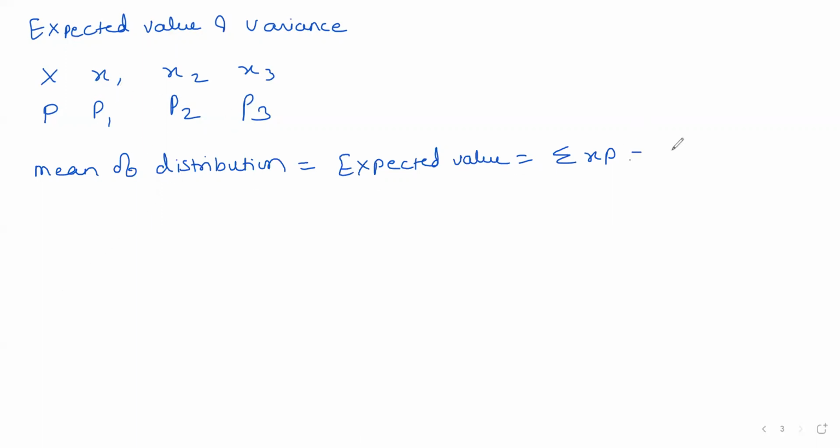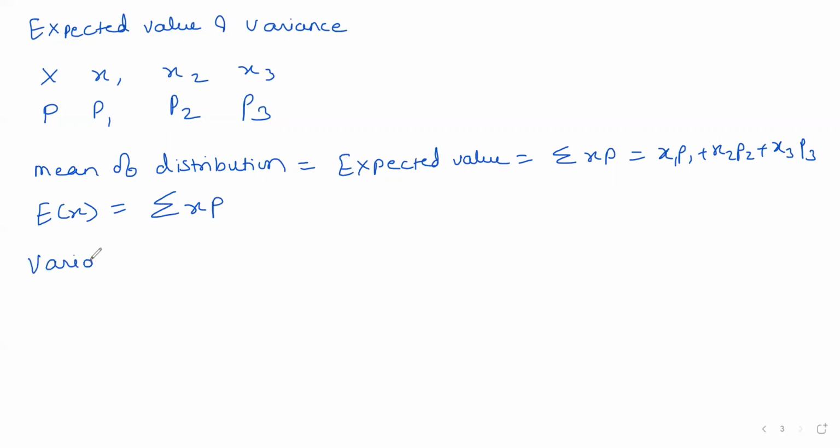That is X1 P1 plus X2 P2 plus X3 P3. This is called expected value. Expected value is given as E of X and it is given as summation XP.